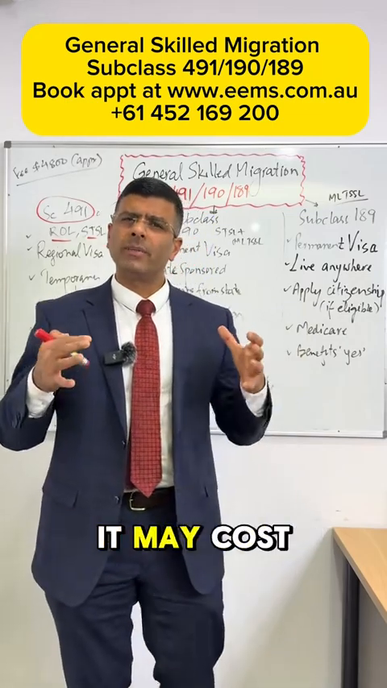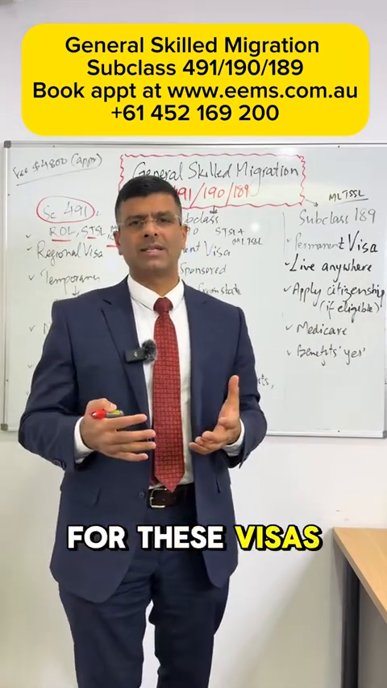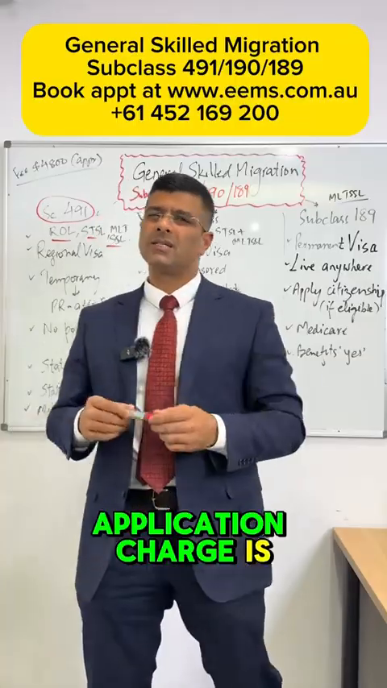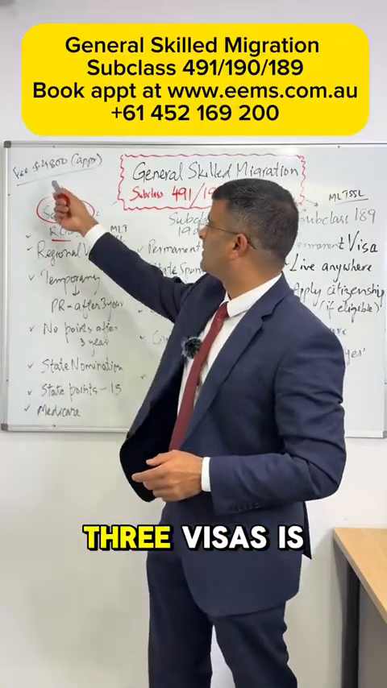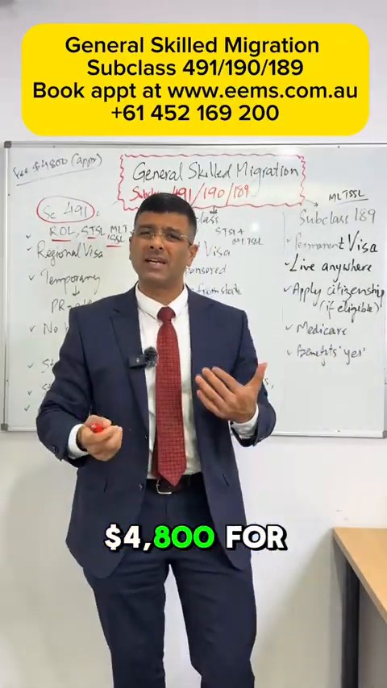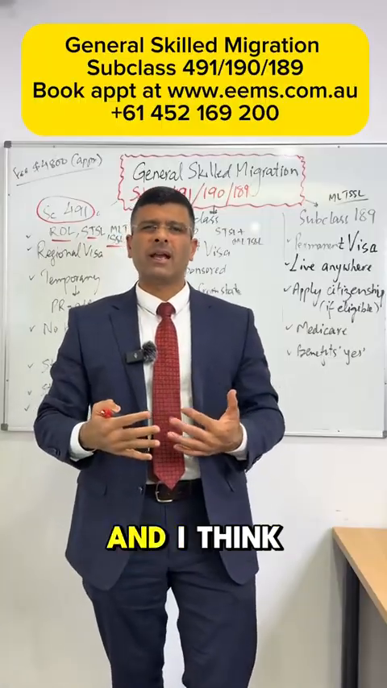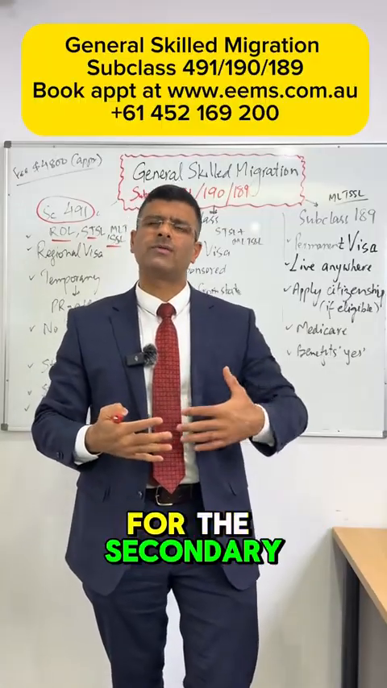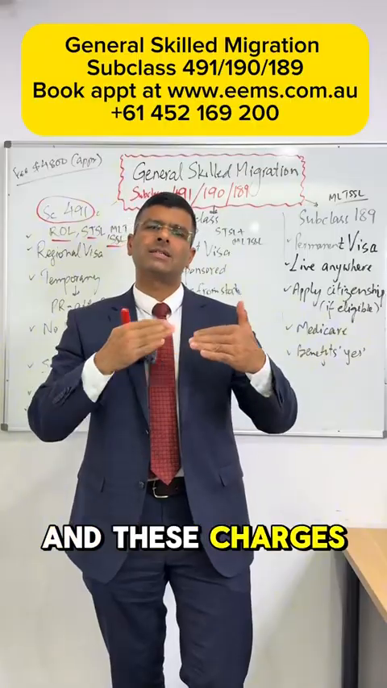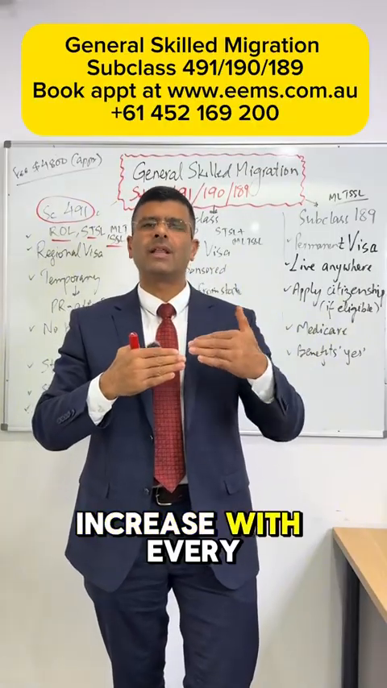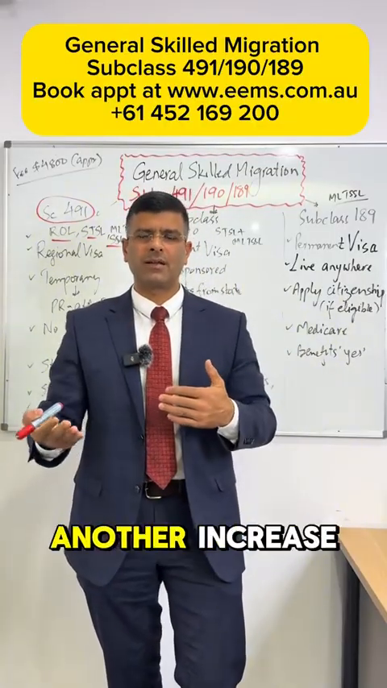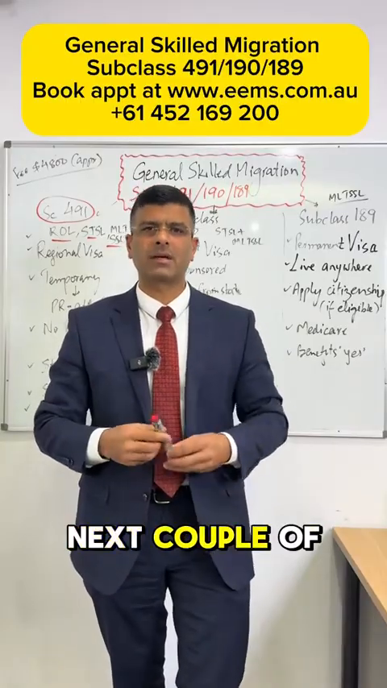Now how much may it cost you to apply for these visas? The visa application charge is pretty much standard across all these three visas. It is roughly $4,800 for the primary applicant, and I think roughly $2,800 for the secondary applicant, and these charges can increase with every financial year. We are expecting another increase, and that information may come in the next couple of days.